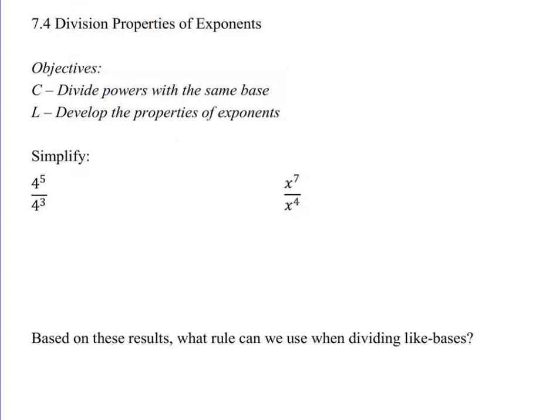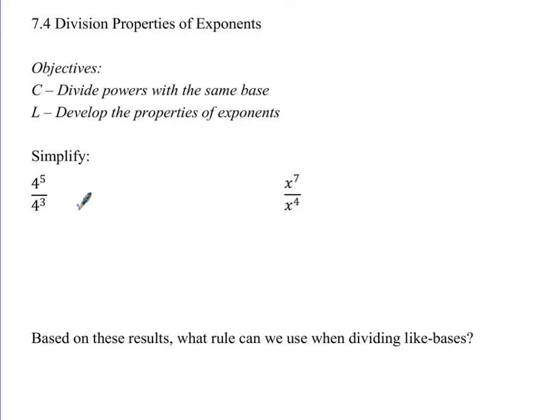Section 4, we move away from multiplication and we go into division. So we've had multiplication properties, now we have a division property. To show you what the property is before I actually teach it to you, see if you can develop the property yourselves. I want to write this 4 to the 5th divided by 4 to the 3rd out, and then we'll see what happens.